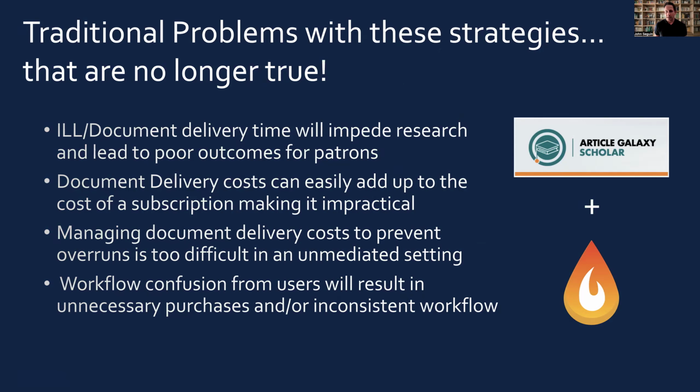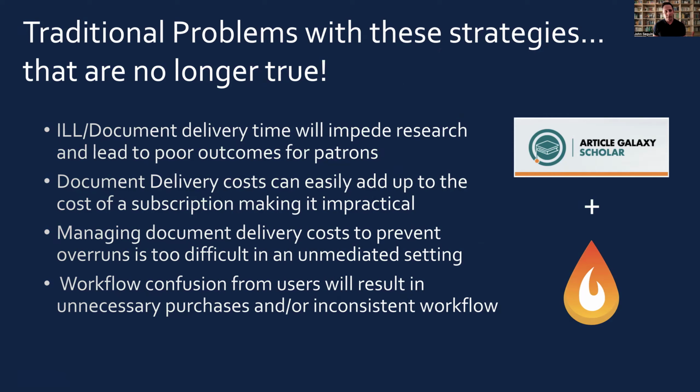Third, managing document delivery costs to prevent overruns is too difficult in an unmediated setting. There's often a concern that if you move things over to an unmediated model where there's not an ILL librarian in the mix who's approving those requests, that you could wake up one day and all your money is spent. That is not the case with Article Galaxy Scholar because there's lots of different levers and switches in their system where you can have a tight control over the amount of money that is spent by limiting how many purchases can go through, what journals are available, the date ranges on those journals. Lots of things can stand in the way of that.